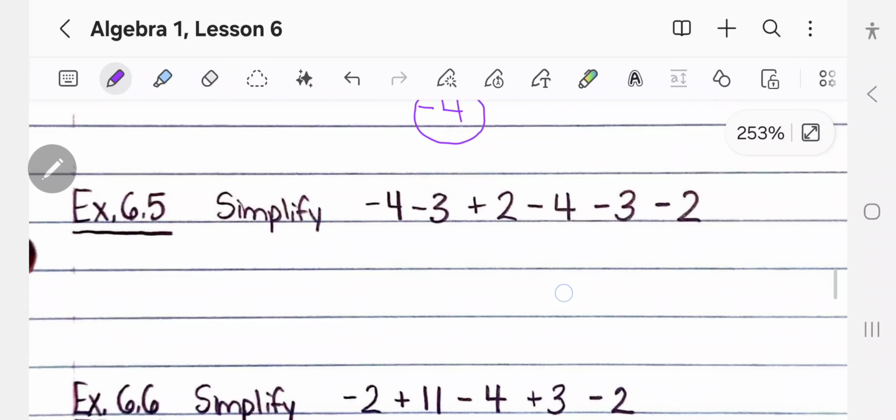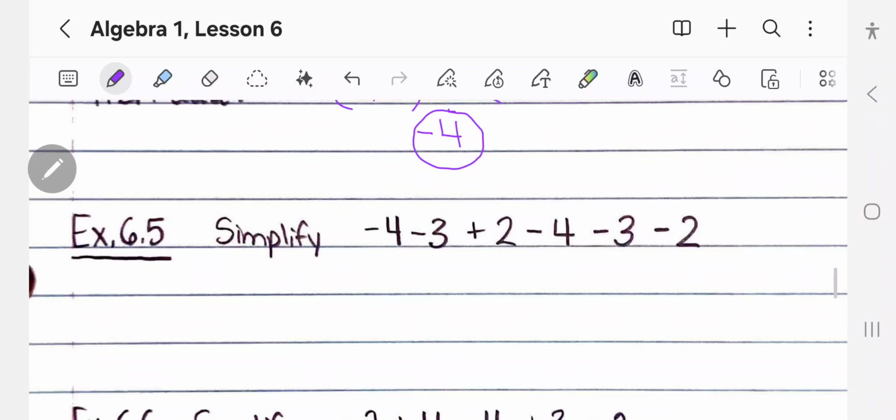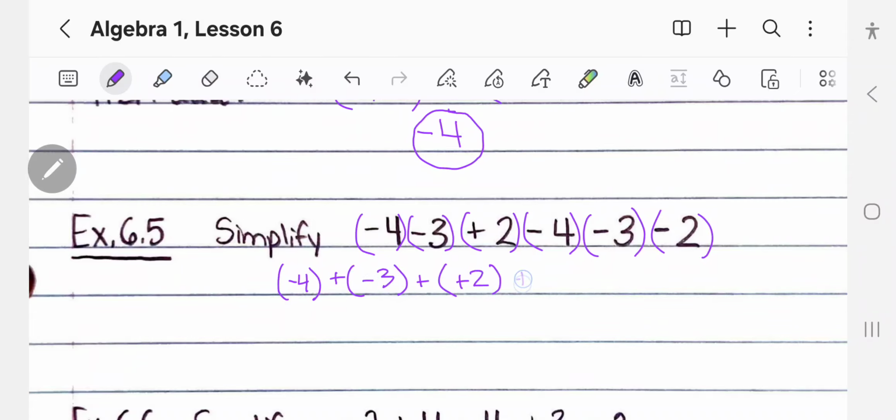Here's example 6.5. Let's use the same strategy. Parentheses and put plus signs between everything. So we're going to say negative 4 plus negative 3 plus positive 2 plus negative 4 plus negative 3 plus negative 2.